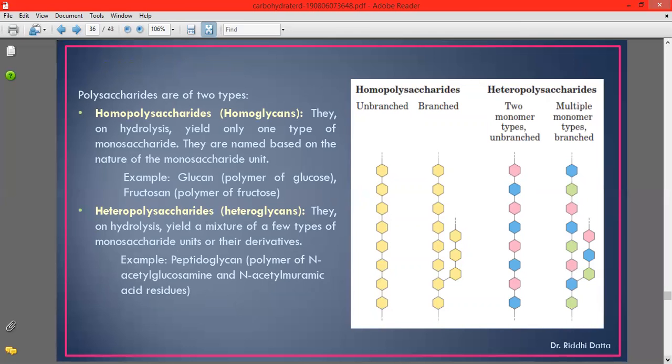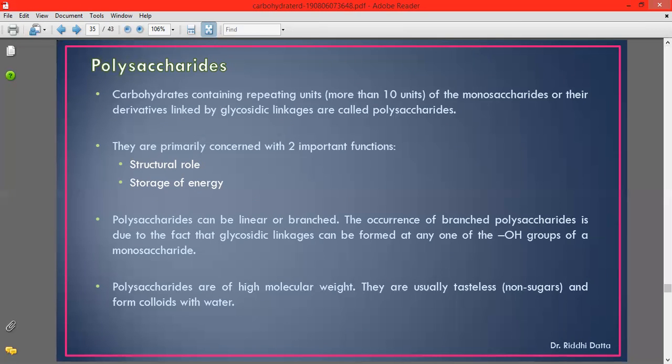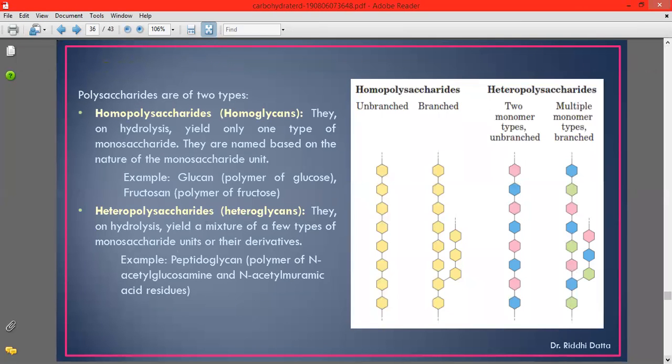Now polysaccharides are of two types. Okay, one that is the homopolysaccharide and second that is the heteropolysaccharide. In polysaccharide you have to learn about the forms of polysaccharide. Okay, that is the homopolysaccharide and heteropolysaccharide.